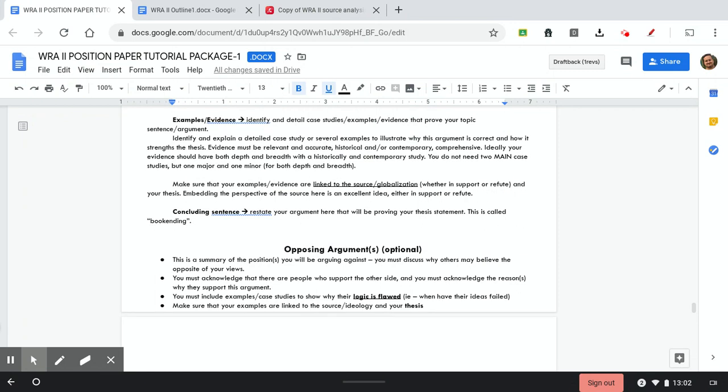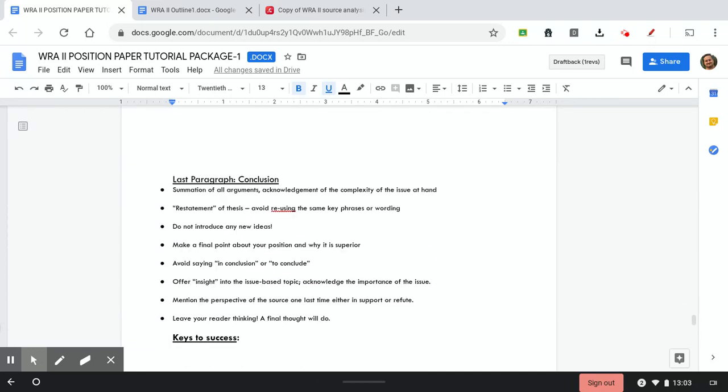One thing that is optional is including opposing arguments. You do not have to do this. Now, this is a summary of the position you'll be arguing against, so you would discuss why others may believe the opposite of your views. What you're doing here, if you choose to, you acknowledge that some people disagree with you. You then have to say why they would disagree with you. This can be useful though, because if you can acknowledge what another person thinks and then explain why they are wrong or why their logic is flawed, that is going to make your argument and thesis look even stronger. This is optional. You do not have to do it, but you may if you would like. Again, though, make sure that your examples are linked to the source or the ideology and your thesis.